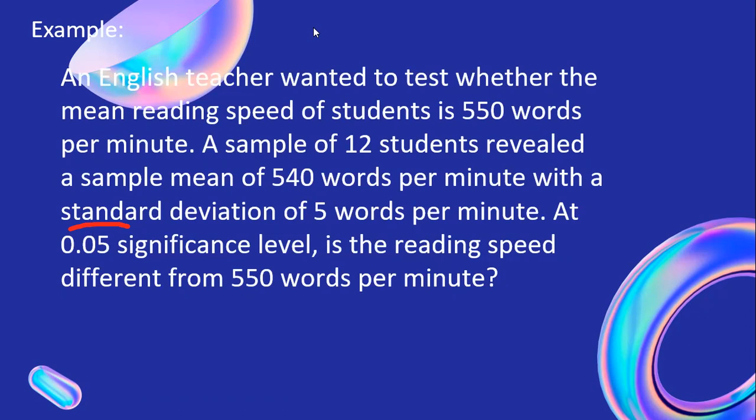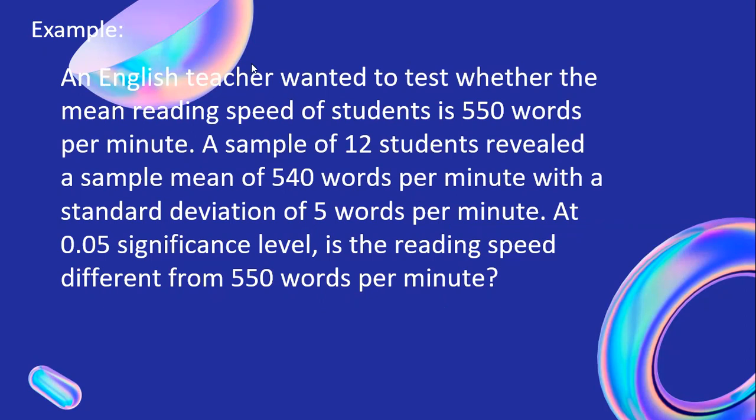Let's have this second example. An English teacher wanted to test whether the mean reading speed of students is 550 words per minute. A sample of 12 students revealed a sample mean of 540 words per minute with a standard deviation of 5 words per minute. At 0.05 significance level, is the reading speed different from 550 words per minute?